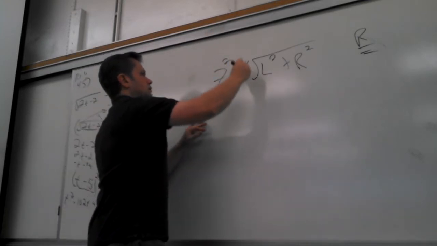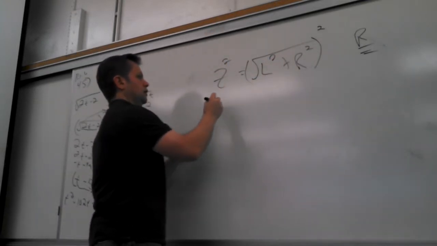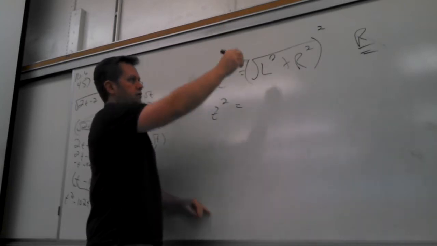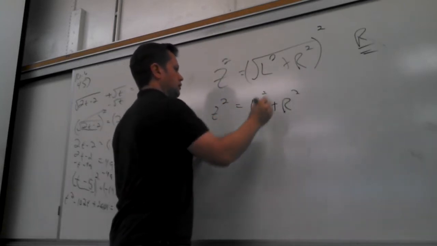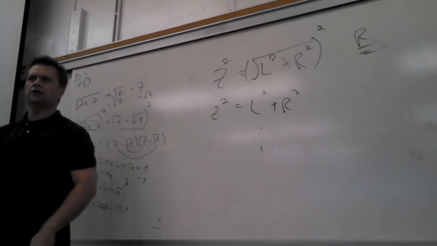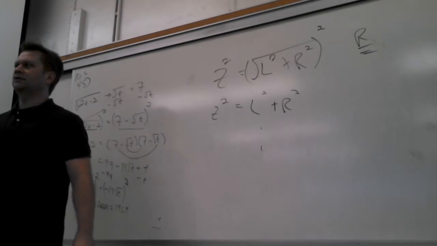So you square both sides. Then you get what? And that side's easy too. What do you get? Plus r squared. Now you're just a couple steps away from solving for r. Just subtract L. Sure, maybe. I'll let you guys finish that.